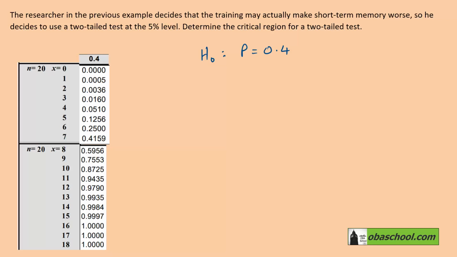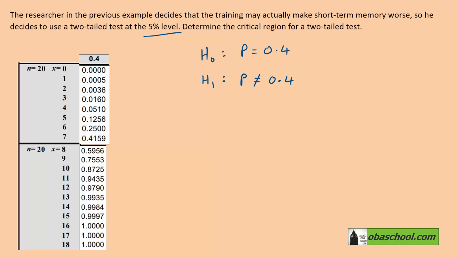In the previous example, though, we were just testing to see if the training made things better. So the alternative was p was greater than 0.4, but here there's a suspicion that it may make it worse. So it could make it better, could make it worse, and therefore the alternative is just that p is not 0.4. So we need a test at both ends, and we're going to do it at the 5% level.